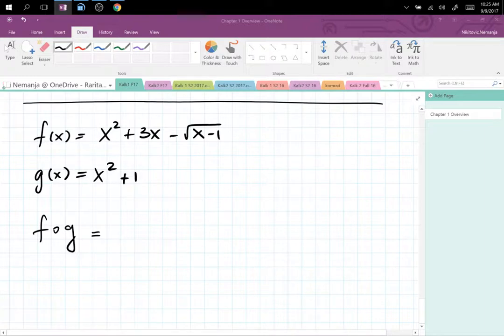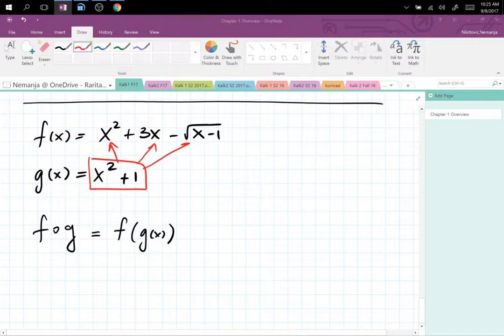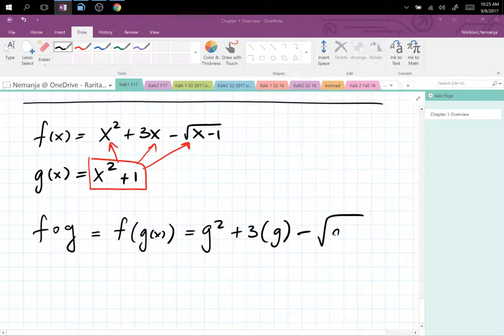All right. What we are looking for is f of g of x. We are going to plug this equation into every x of the main outer equation. So we have g squared plus 3g minus the square root of g minus 1. Every time I write g is g of x, the whole thing.